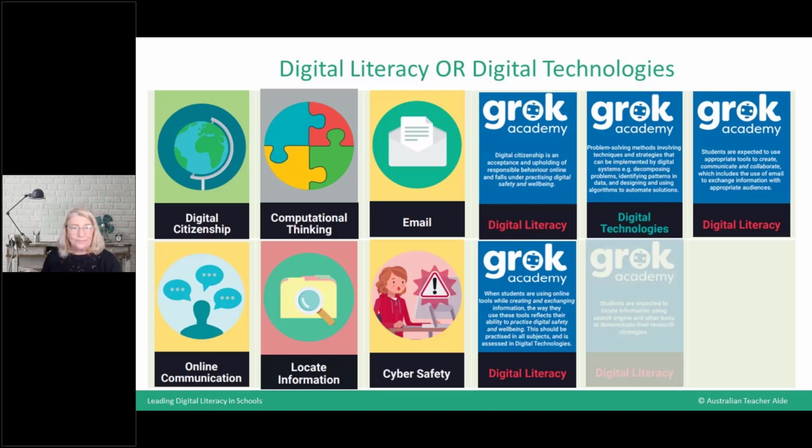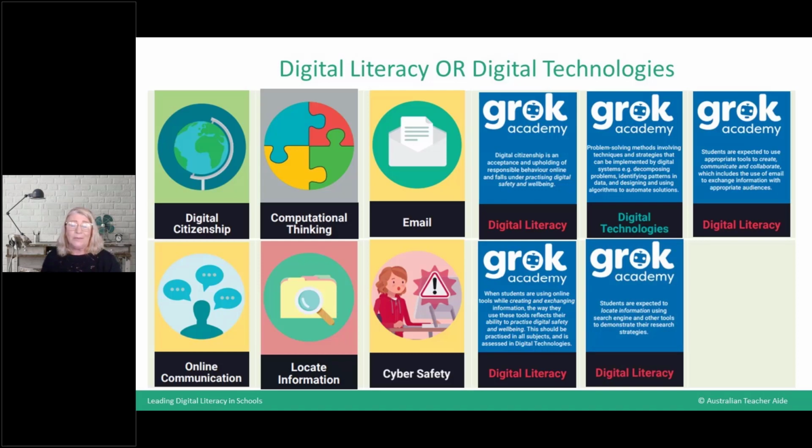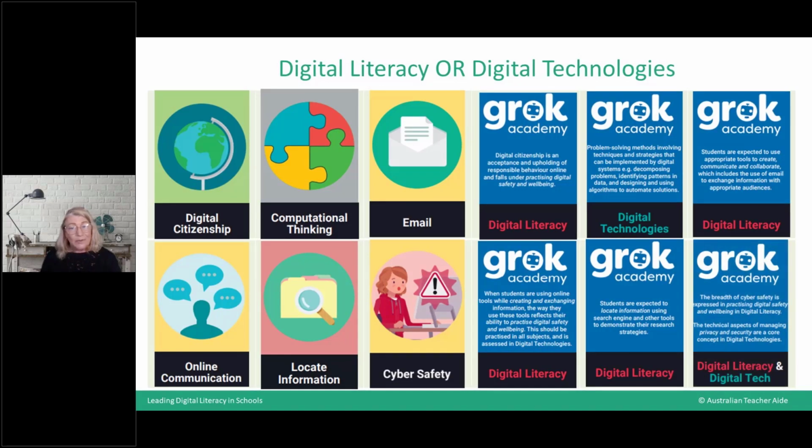Locating information. It's a digital literacy capability, because we need to be teaching children how to find true and accurate information whilst they're bombarded with so many sources now. And sometimes it will be digital literacy and digital technology.